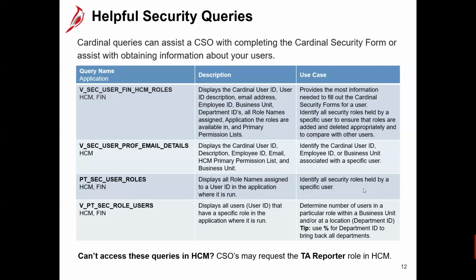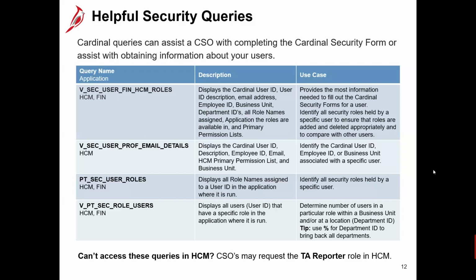The next query is a great one for when I need basic information real fast. So it's the VSEC user prof email details query. This can be run in HCM, and it gives you straight information about what the Cardinal user ID is. That's usually a big question. What the description is and the primary permission list that they currently have.